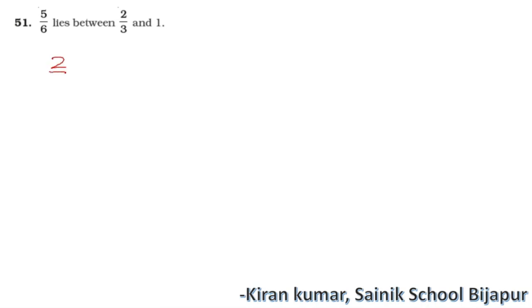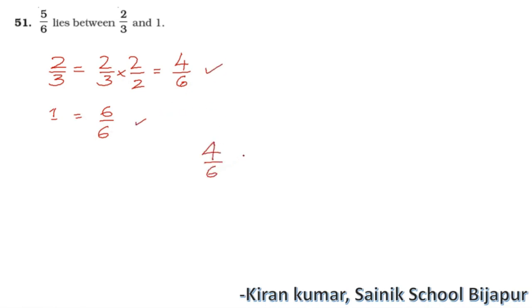I'll write 2 by 3 and I'll also write 1. This 2 by 3 is the same as 2 by 3 multiplied by 2 by 2, so that I can write the denominator as 6. This 1 can be written as 6 by 6. Now if you observe these two numbers, 4 by 6 is smaller compared to 6 by 6, and clearly 4 by 6 is smaller than 5 by 6, which is smaller than 6 by 6.